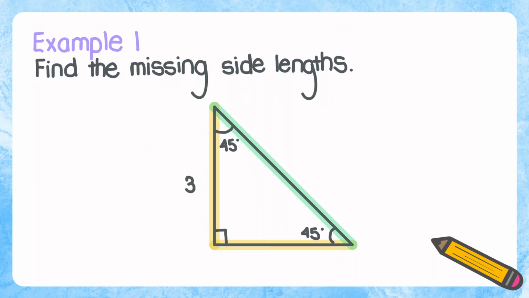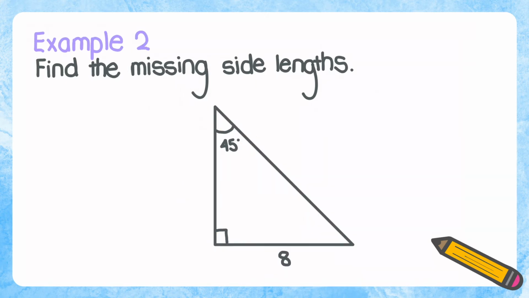I know that in a 45, 45, 90 triangle, the leg lengths are the same. And we're given that the leg length here is 3, so I know that the other leg is also 3. And the hypotenuse length is also 3, but with that extra radical 2. So in this case, we were given a length of one of the legs, and we were able to find the other two missing side lengths. The legs have the same lengths, and then the hypotenuse is very similar, just with that extra radical 2.